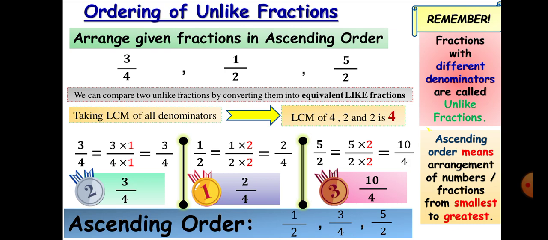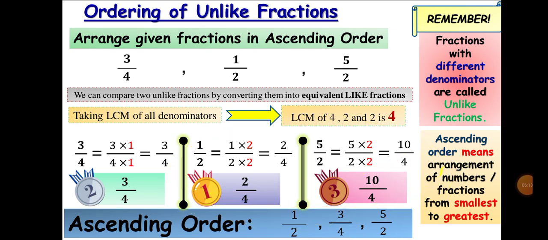So 3 over 4, this fraction is going to be multiplied by 1, you're going to get 3 over 4. Then 1 over 2, multiply this by 2, you're going to get 2 over 4. Then 5 over 2, multiply this by 2, you're going to get 10 over 4. Now here the denominators are the same, so now we can easily order them.